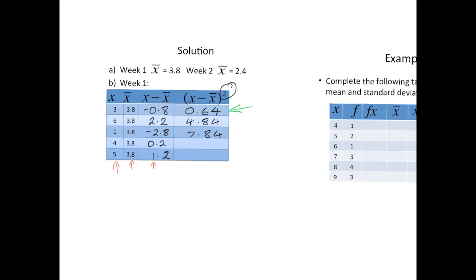Girls, why aren't I bothering to say the negative? Why is it okay for me to do that? Technically it's wrong, but why is it okay? It's going to cancel anyway, so I don't really need to stress about it.